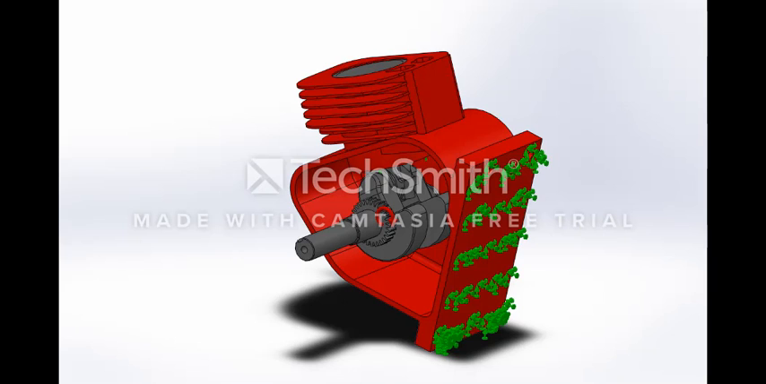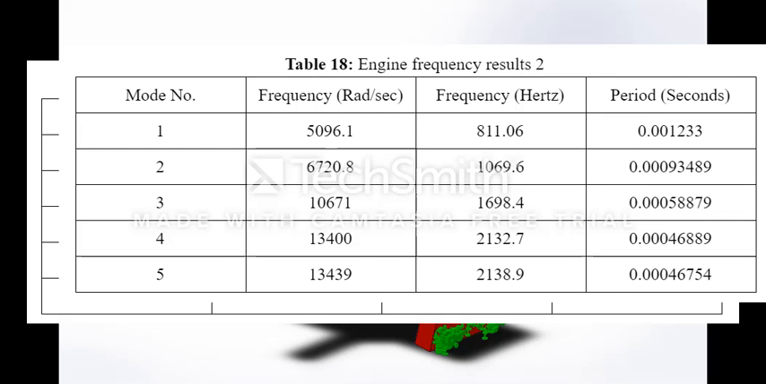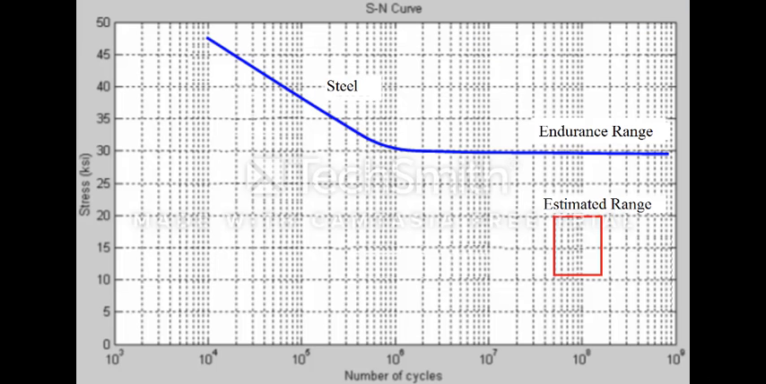For the frequency study of the engine, a centrifugal force of 3,000 RPM was used. For the first analysis, the bottom of the engine was fixed. For the second, we added a second fixture to the crankshaft rod. An SN curve is done on the wrist pin with an estimated engine life cycle of 10 to 15,000 miles.